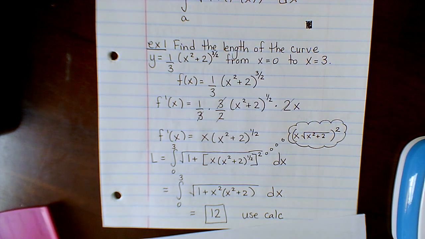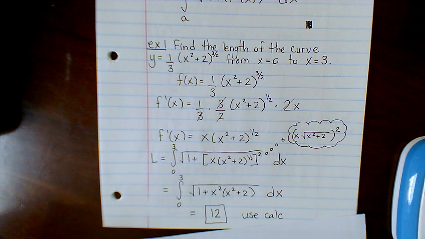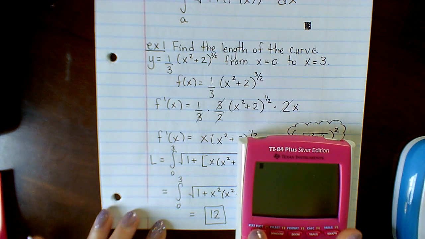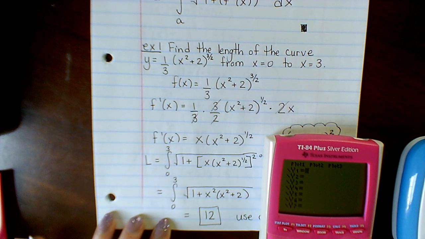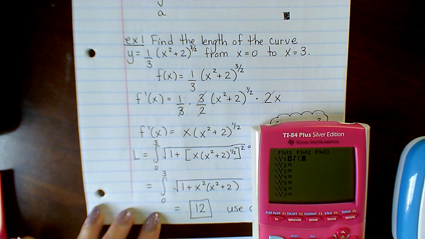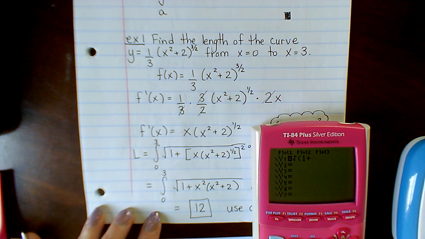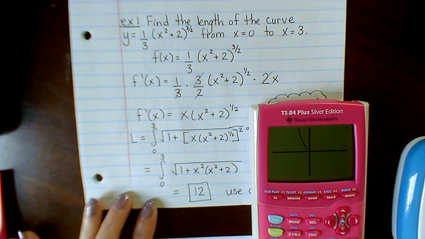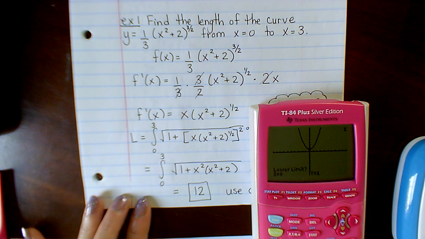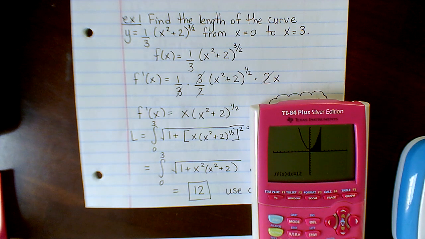All right, so using the calculator, we get that that arc length there is 12. So this is going to be the square root of 1 plus x squared times the quantity x squared plus 2, and the calculator is going to find that integral for me. And this is going from 0, my lower limit, to 3, my upper limit. And so there's my definite integral value of 12.